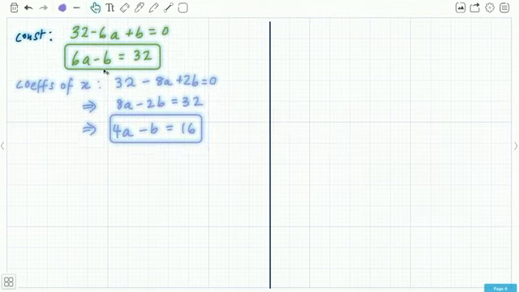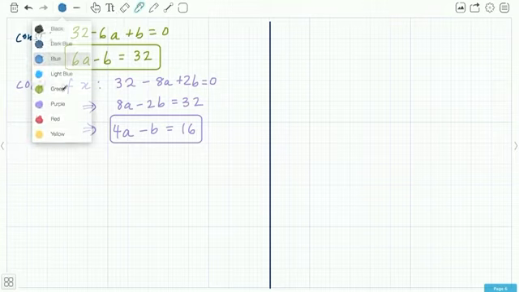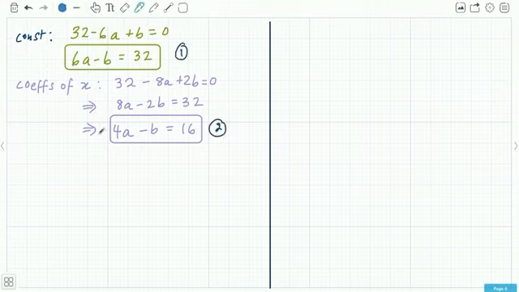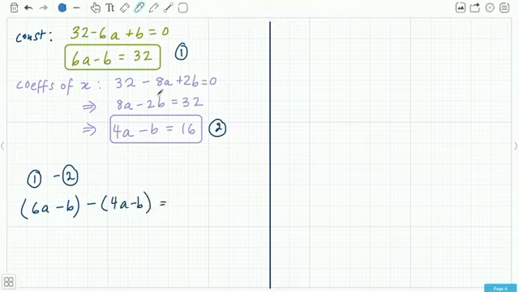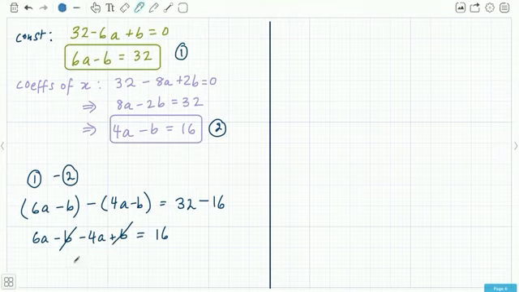Now we can solve these by hand or using the CAS. We'll do it both ways. So first thing I'm going to call this equation 1 and equation 2. So we can see if we take equation 1 and we subtract equation 2, on the left side we would have 6a minus b, and we'd take away 4a minus b. On the right side we'd have 32, and we'd take away 16. So here we'd have 6a minus b minus 4a plus b equals 32, take away 16 is 16. The b's cancel. We have 2a equals 16, so therefore a equals 8.